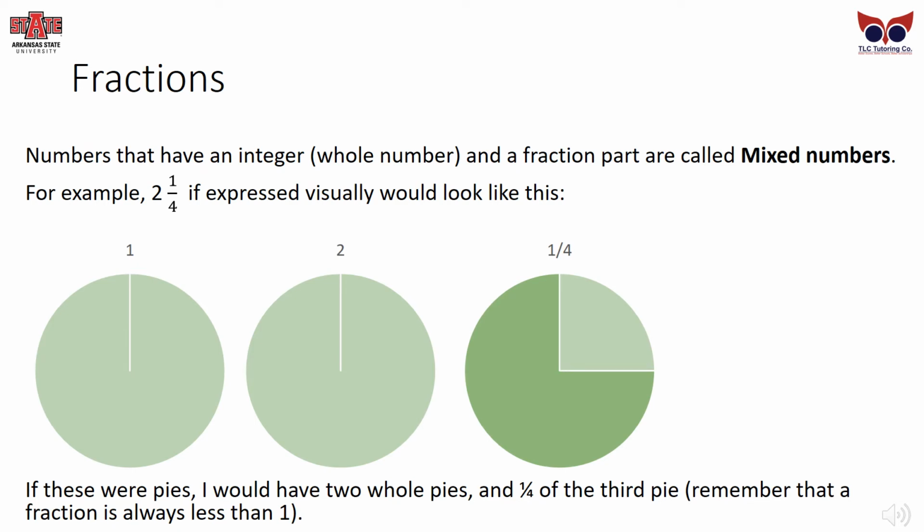Numbers that have an integer, whole number, and a fraction are called mixed numbers. For example, 2 1/4, if expressed visually, would look like this. If these were pies, I would have 2 whole pies and 1/4, or 1 part out of 4, of the third pie. Remember that a fraction is always less than 1.